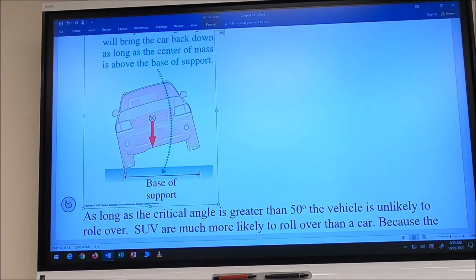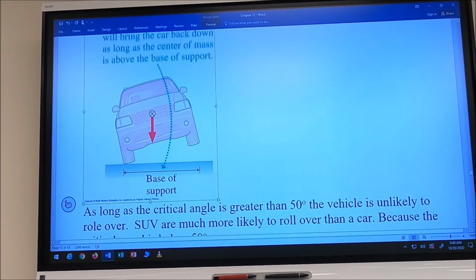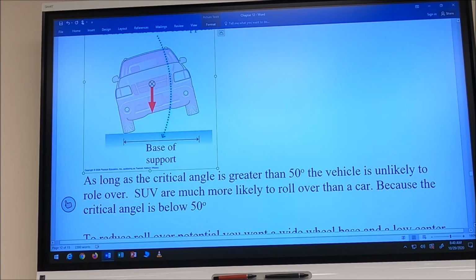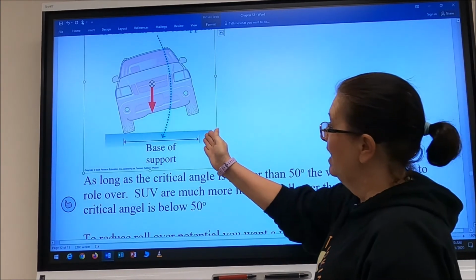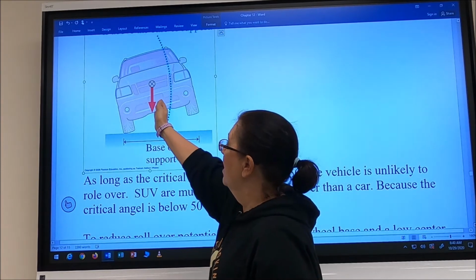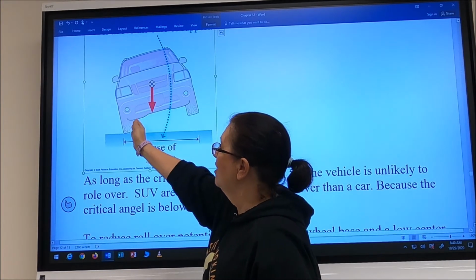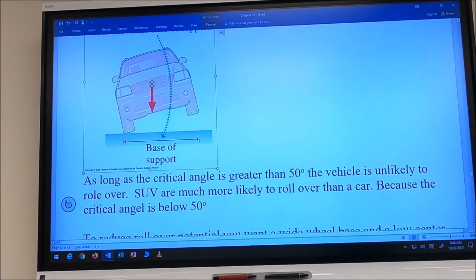So if you see somebody riding in one of those stunt shows on two wheels on one side, they're doing a very fine balancing act. To drive any distance up on an edge like this, you're going to have the center of gravity over the tires. Perfectly over the tires.